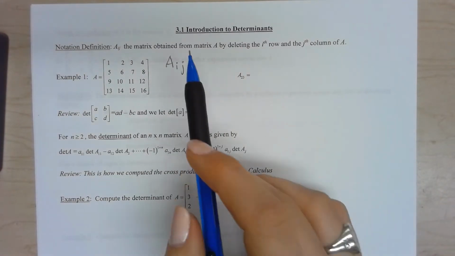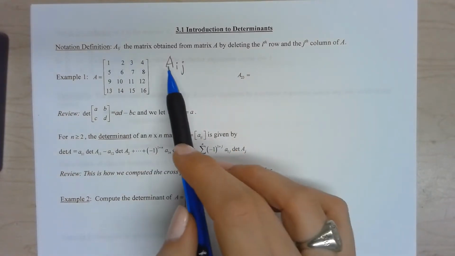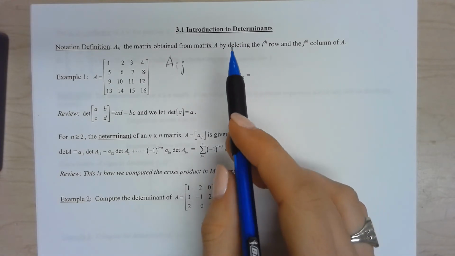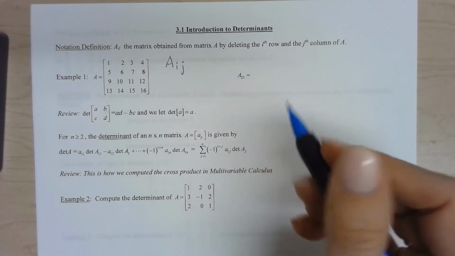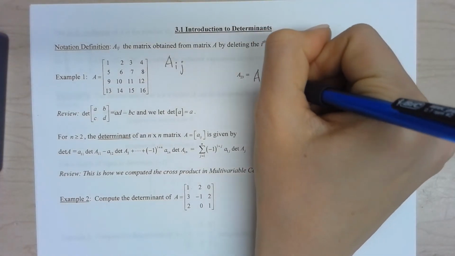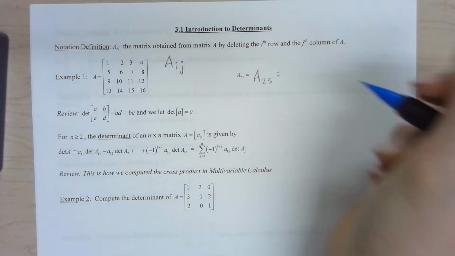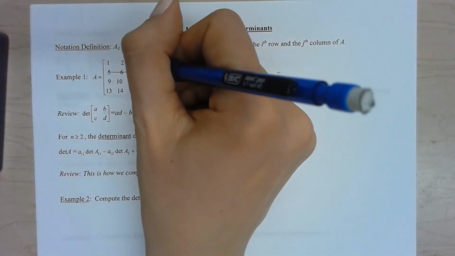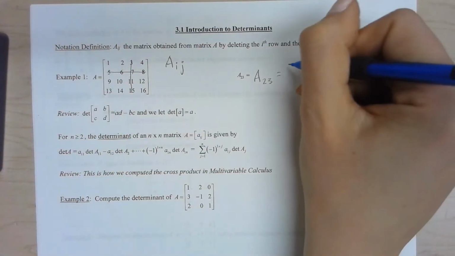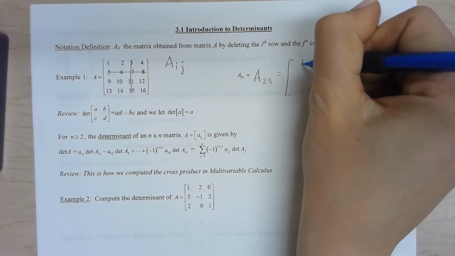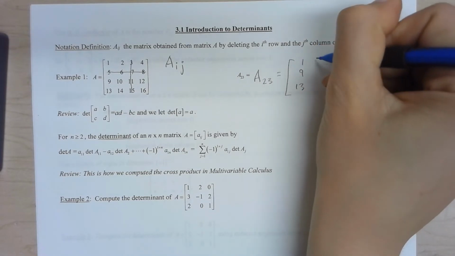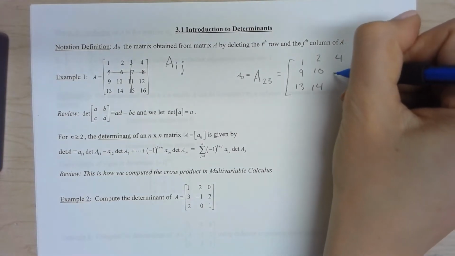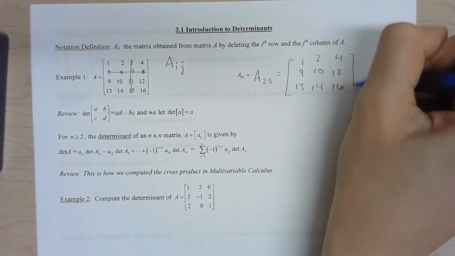So if we want to find out what A_ij is, we're going to delete or eliminate the ith row and the jth column. So here I've asked you to find what matrix is A_2,3, which means we are deleting the second row and the third column, and we write down the matrix that's left. So I'm writing down 1, 9, 13, 2, 10, 14, and 4, 12, 16.